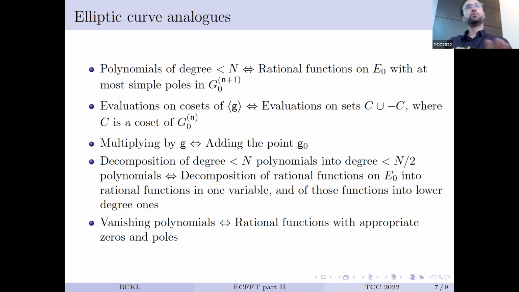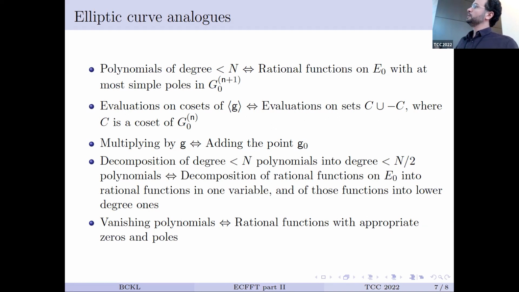And then each one of those, a function like that, we can write down as sums of two functions of lower degree with a lower degree denominator via the psi function. So the first decomposition is along the projection to the x coordinate, and then all of the other decompositions are with the psi functions. And instead of vanishing polynomials, we will have some rational functions with appropriate zeros and poles.